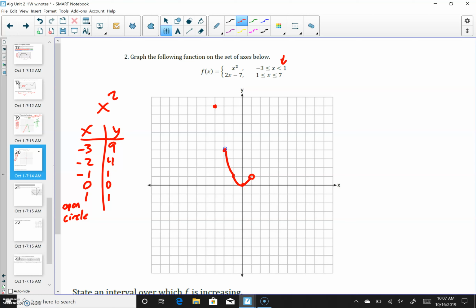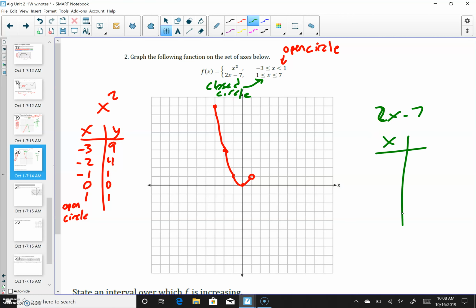And again, it was very specific that we start and stop at negative 3 and 1. So therefore, we are going to have no arrows on this graph. So I'm just going to label here open circle. And then if you notice for 2x minus 7, the 1 has the or equal to sign. So that's going to be our closed circle. So 2x minus 7.